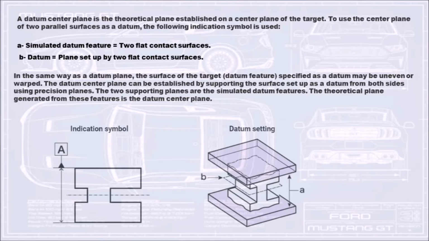In the same way as a datum plane, the surface of the target, the datum feature specified as a datum, may be uneven or warped. The datum center plane can be established by supporting the surface set up as a datum from both sides using precision planes. The two supporting planes are the simulated datum features. The theoretical plane generated from these features is the datum center plane.